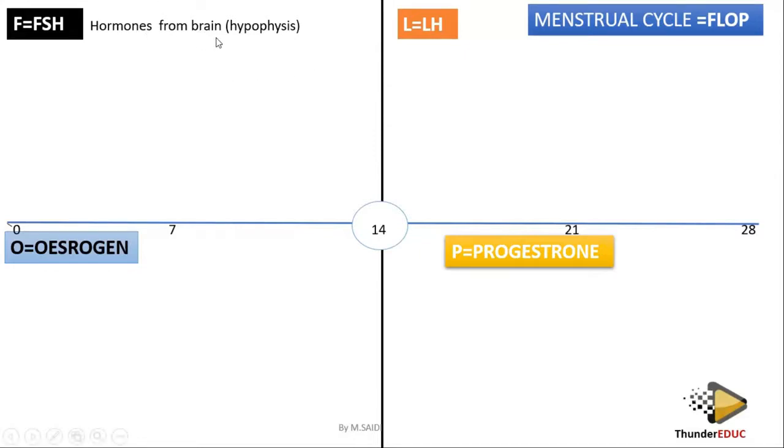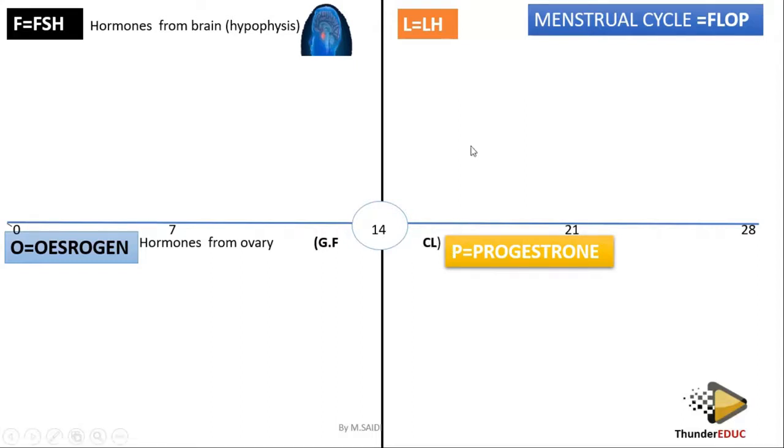Which part of the brain? That is the hypophysis. If you look at the brain, you find the hypophysis in there. Sometimes you call it the pituitary gland. So then what about these ones? These ones are being produced from the ovary. Estrogen is being produced from the Graafian follicle, while progesterone is being produced from the corpus luteum.